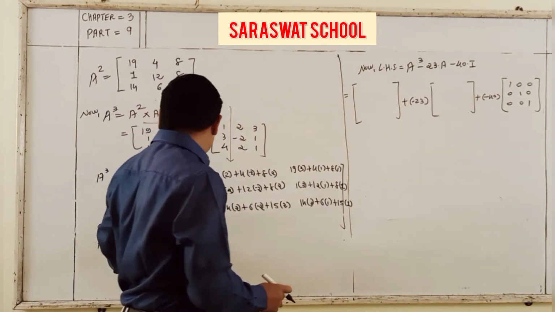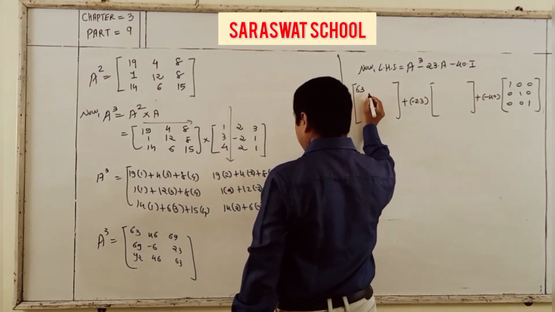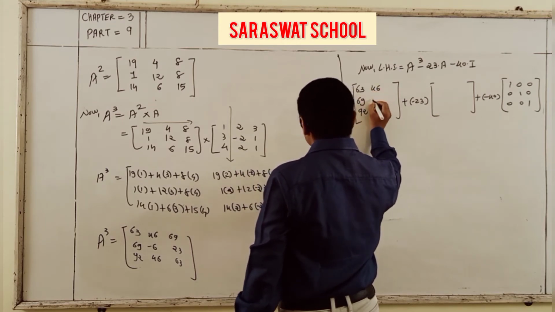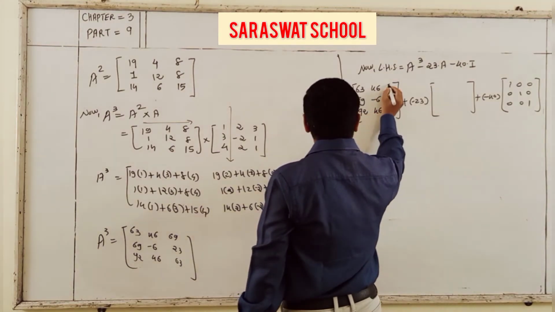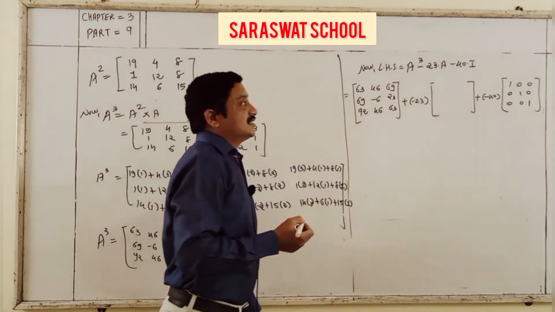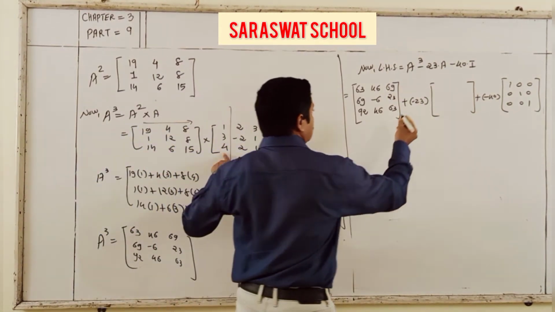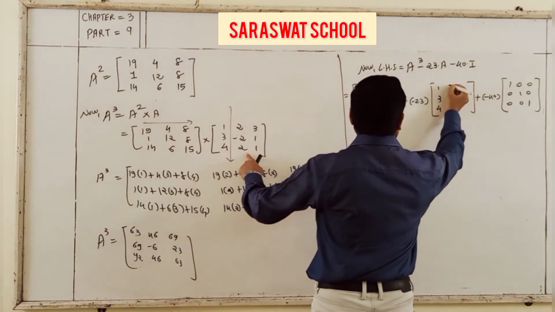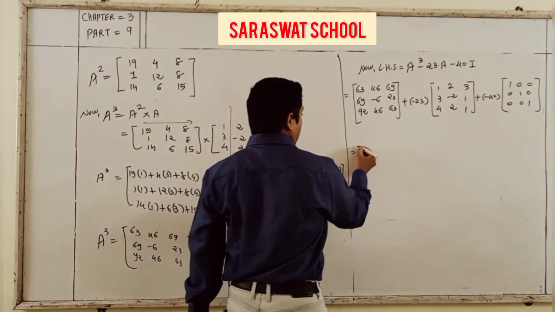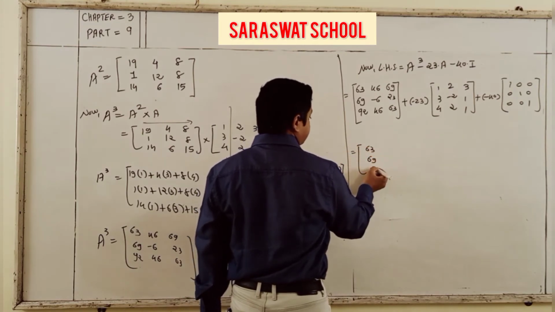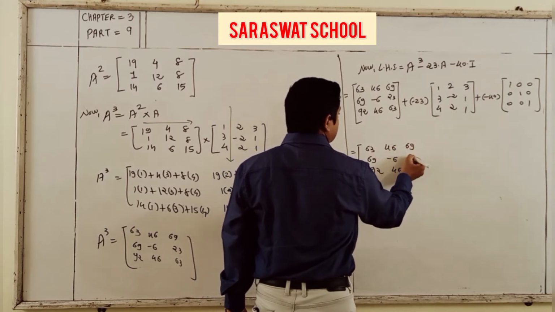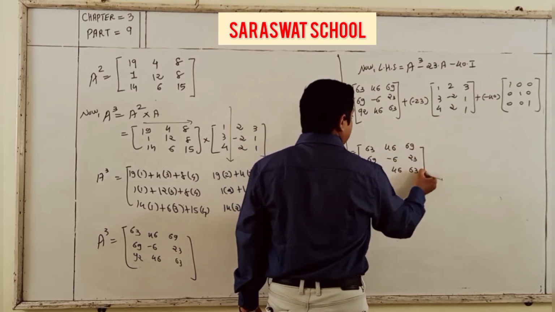Here I is [1, 0, 0; 0, 1, 0; 0, 0, 1]. Here A cube is 63, 69, 92, 46, minus 46, 69, 23, 69, 23 and 63. Now A is also known: [1, 3, 4; 2, -2, 2; 3, 1, 1]. Now the same is declared: 46, minus 6, 46, 69, 23 and 63.